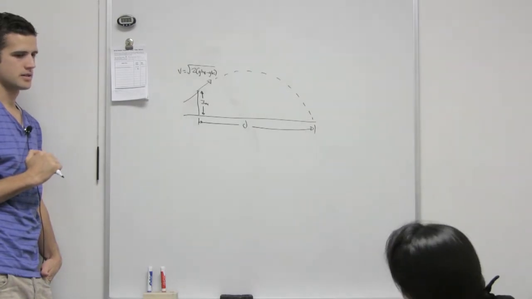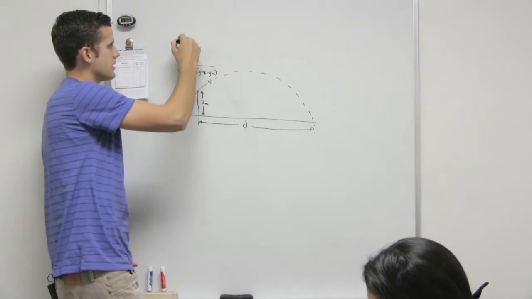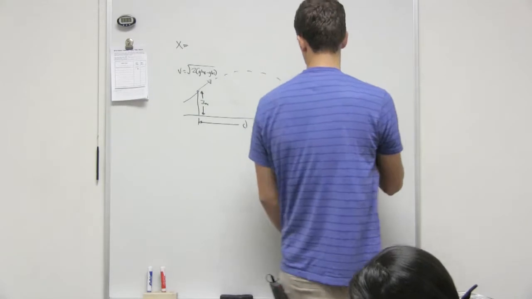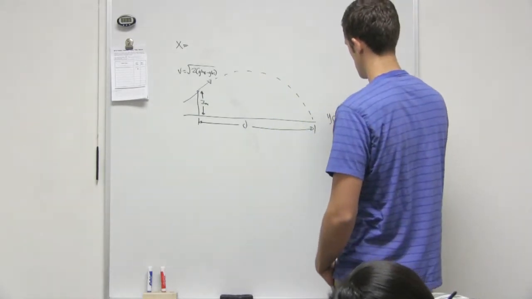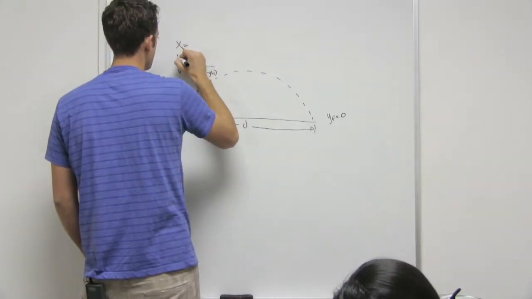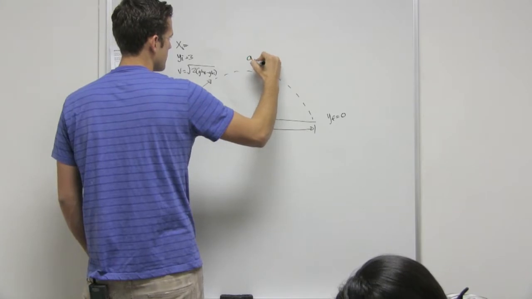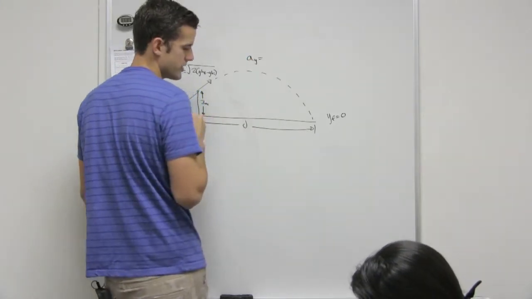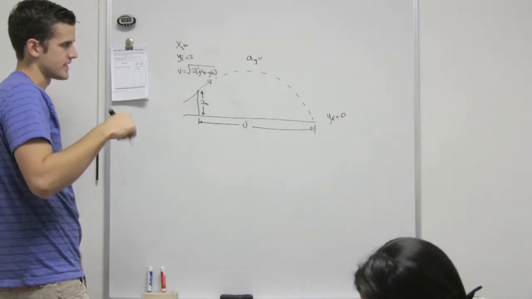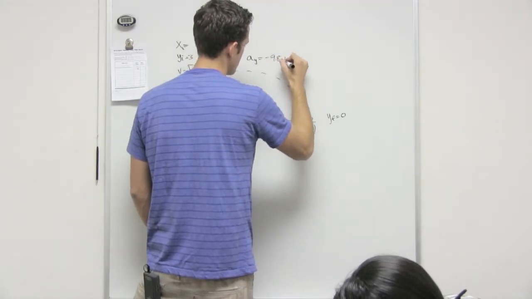Now I would say we know our velocity initial. We know our y final is equal to 0. Our y initial is equal to 3. We know our acceleration is constant. And in the y direction it is 9.8, because that's your up and down. And in the x direction it's 0. Okay.